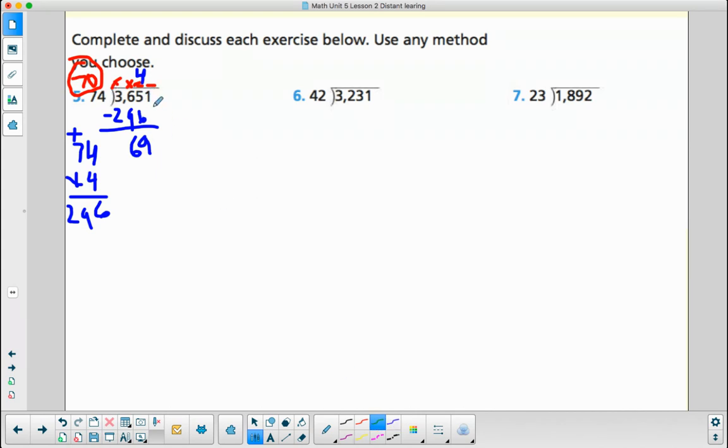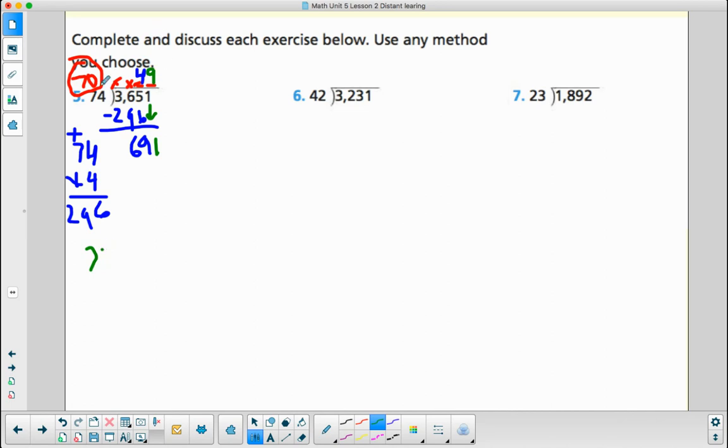Now, I'm going to bring down my 1, just like we have been doing in division. 74s. How many 74s can I take out of 691, or about how many 74s are in there? No idea. So now I'm going to think about my estimate. It starts with a 7. So how many 7s in 6? None. How many 7s in 69? Well, there's 10 7s in 70. So there's 9 7s in 69. So there's about 9 70s in 691. So there's about 9 74s in 691.